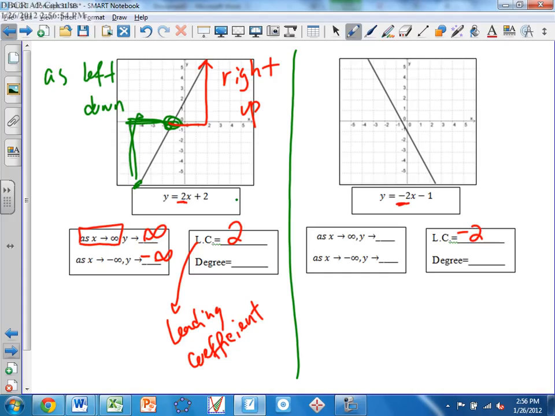Now, what I want you to do in parentheses for the leading coefficient is simply write down if it's positive or negative. And clearly this one is positive. And this one is negative. So just note that. We're going to note that every time. Is it okay if you like, is it okay like with a positive sign? Yes, that's fine.